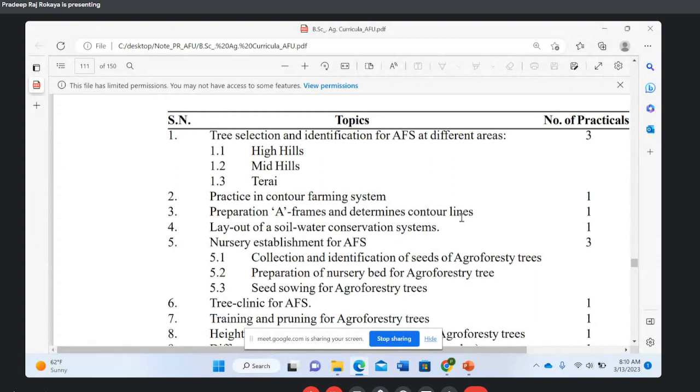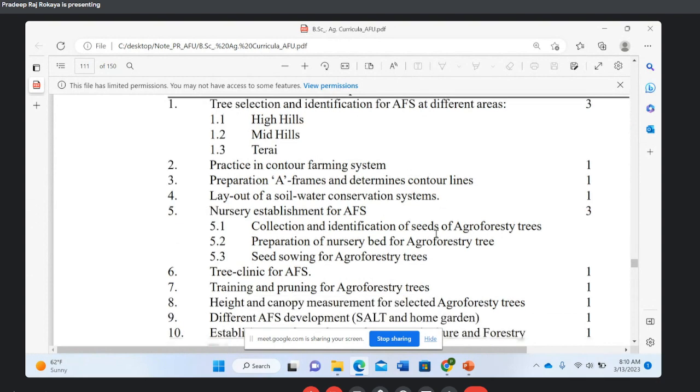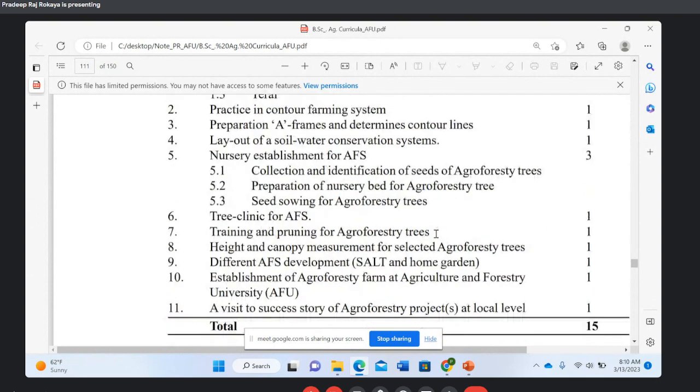Number 2, practice in contour farming systems. Number 3, preparation of A-frame and determining the contour lines. Number 4, layout of soil and water conservation systems. Number 5, nursery management, nursery establishment for agroforestry systems. Collection and identification of seeds of agroforestry trees. 5.2, preparation of nursery bed for agroforestry trees. 5.3, seed sowing for agroforestry trees.